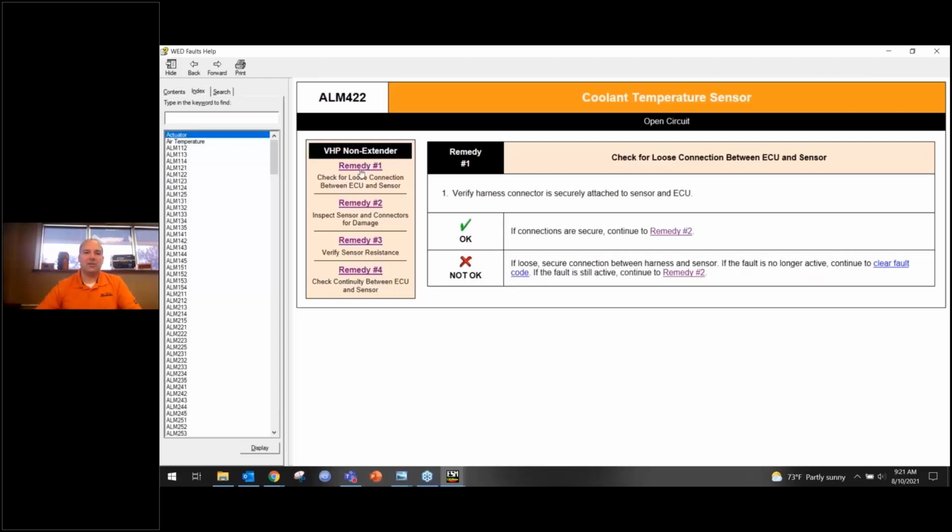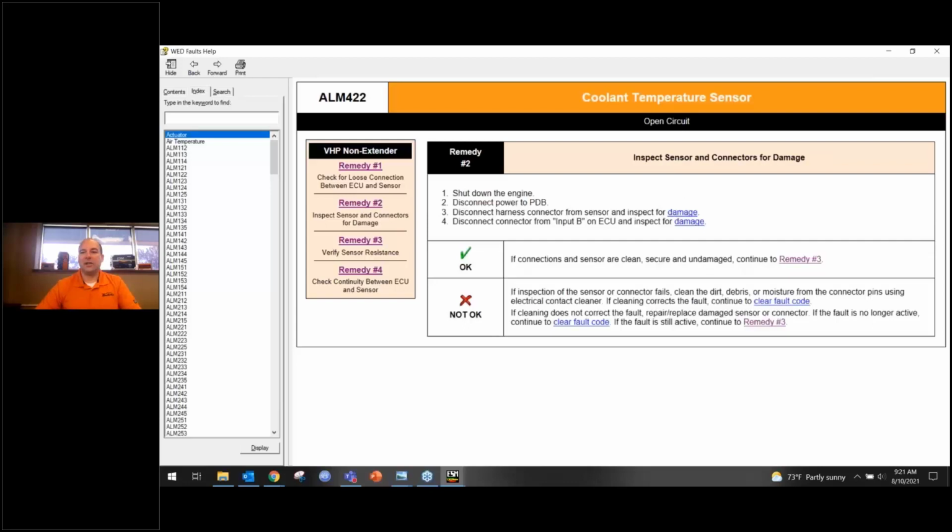It says, number 1, with the open circuit, we're going to look for loose conditions. We're not looking at belts. We're not looking at coolers. We're actually looking at the control circuit that's going on. The next one is looking at our connections. Again, if we don't see anything here, we can look for damage both to the B input on the bottom of the ECU or looking at the connections on the sensors themselves.